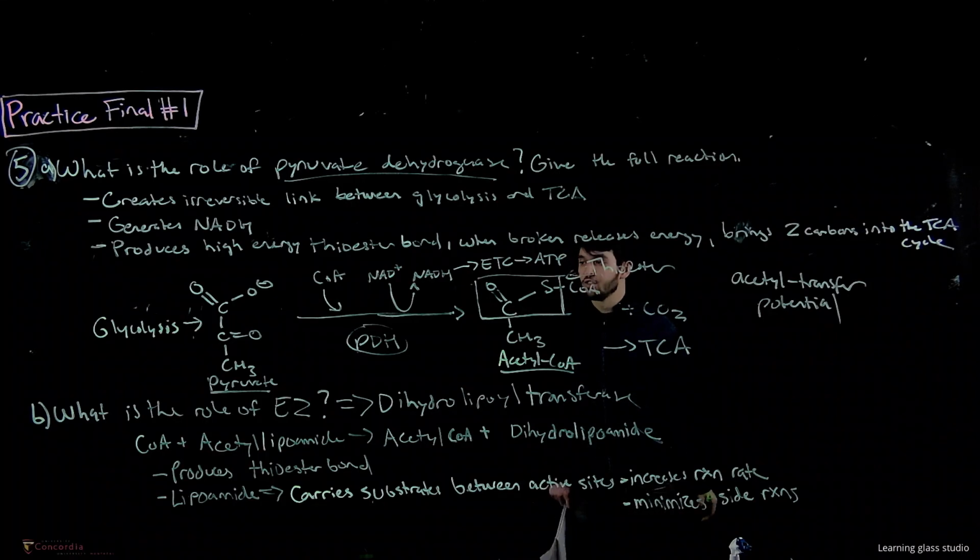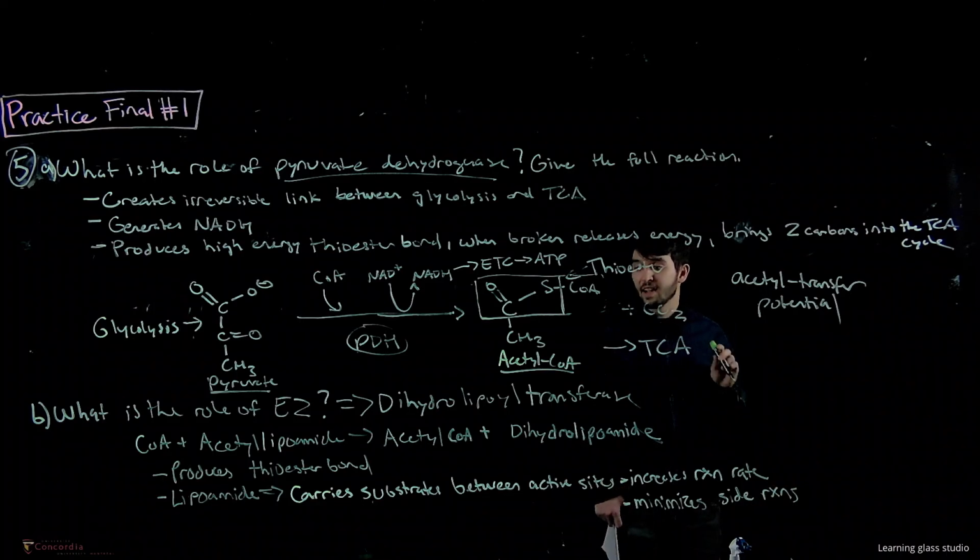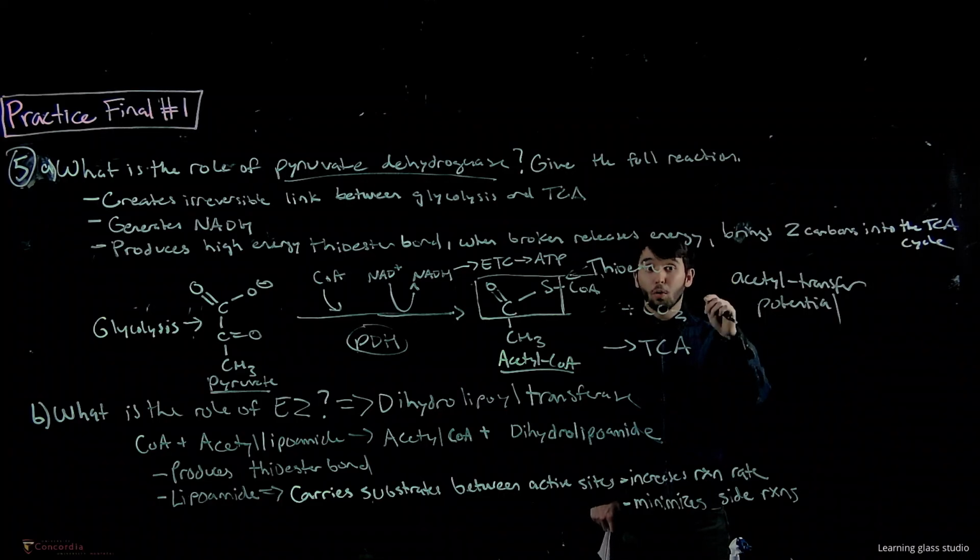The next part of the question is, what is the role of E2? So I've already gone into all the different subunits of PDH and the full mechanism in detail in the citric acid cycle video that I made. Just to review though, E2 is dihydrolipoyl transferase. Okay, so that is the name of the subunit. There are 3 subunits, E1, E2, and E3. E2, dihydrolipoyl transferase.